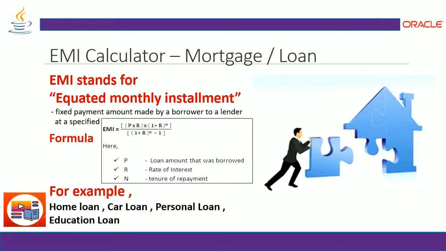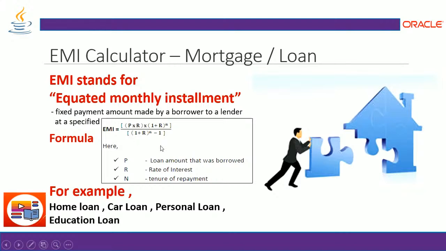EMI stands for Equated Monthly Installments, which is also known as a mortgage calculator or loan calculator. Basically, when we deal with a loan and borrow money from a bank, EMI is a fixed payment amount made by a borrower to a lender at a specific period of time. Now the formula for EMI is like this.